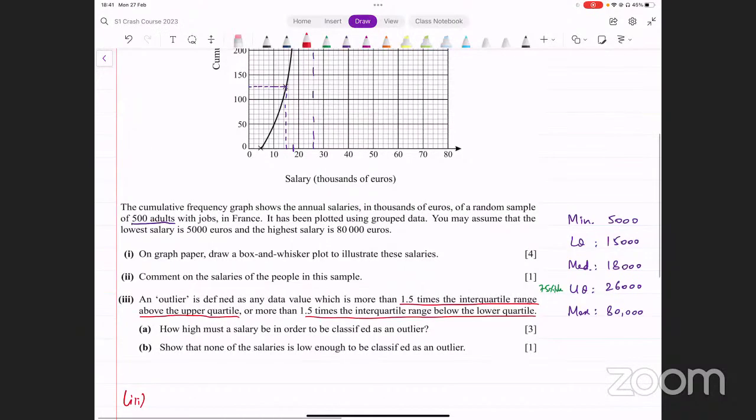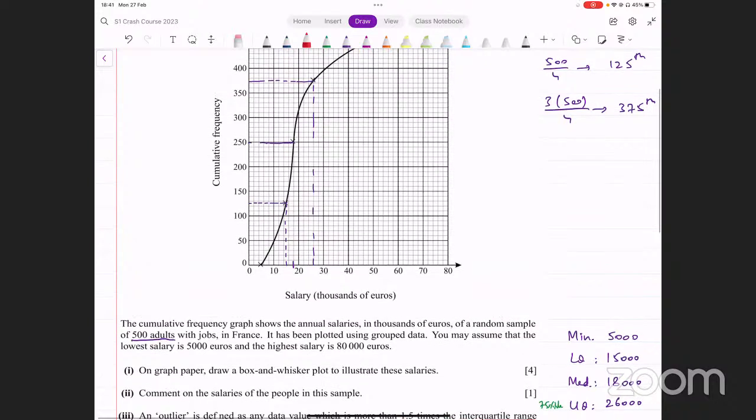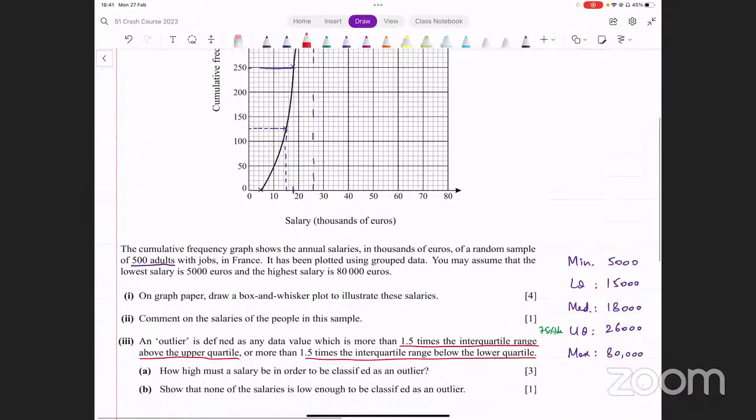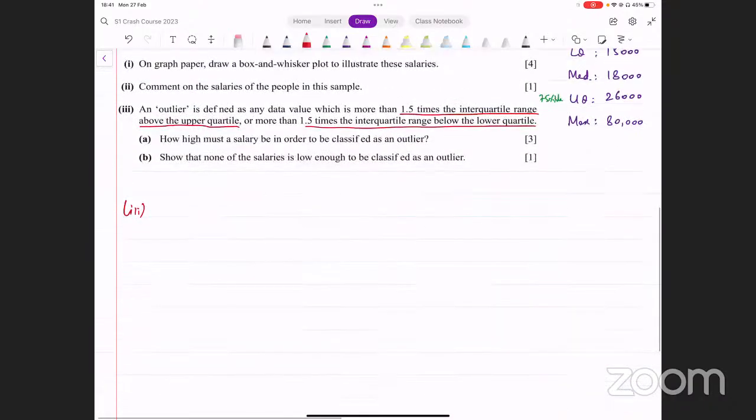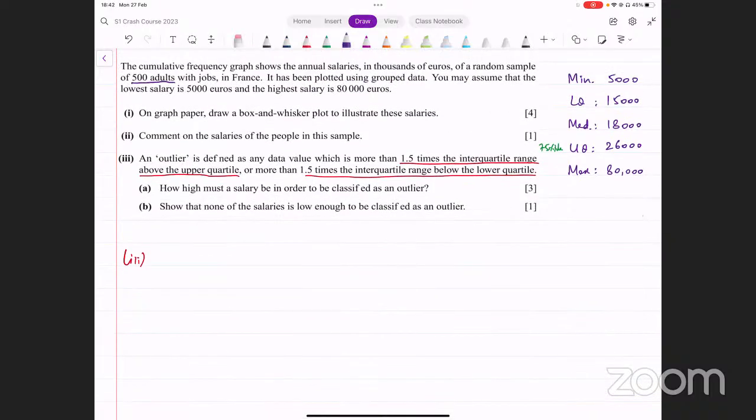Now, it's really important to understand the statement correctly. An outlier generally is a data point that is far away from the rest of the values, right? In this case, they've given us a specific definition of an outlier, which can be used in this particular question. That definition is a value that's more than 1.5 times the interquartile range above the upper quartile.